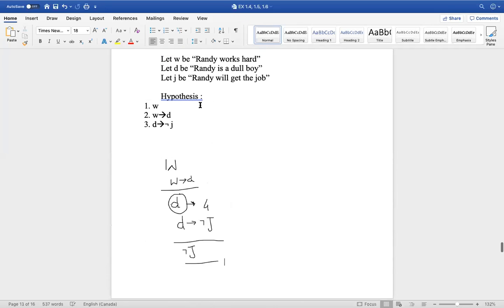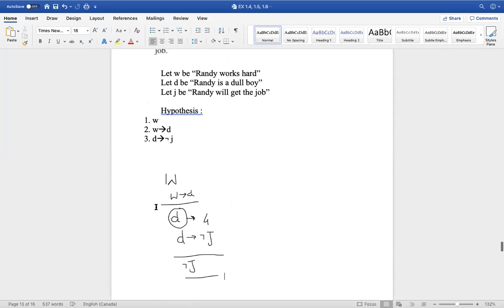Okay. So we have these three hypotheses. We have to use these hypotheses to draw a conclusion that Randy will not get the job. Now we take W, and then we take these first two hypotheses, and then what we do is we apply the modus ponens. We get D, right?